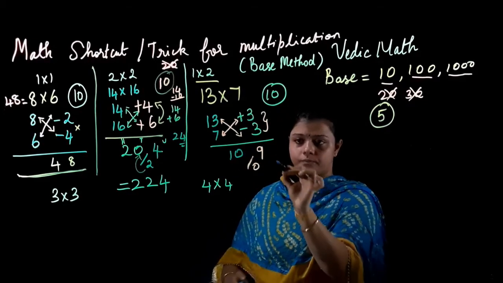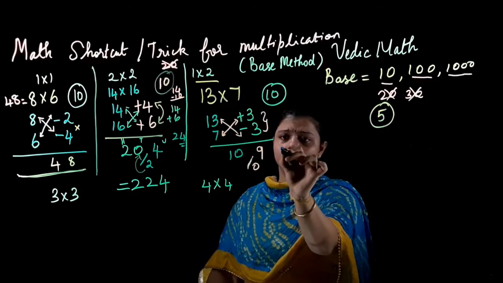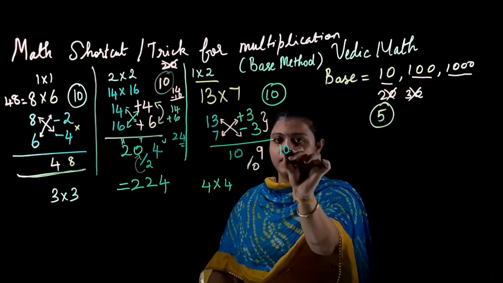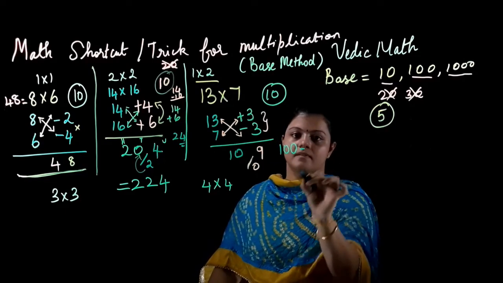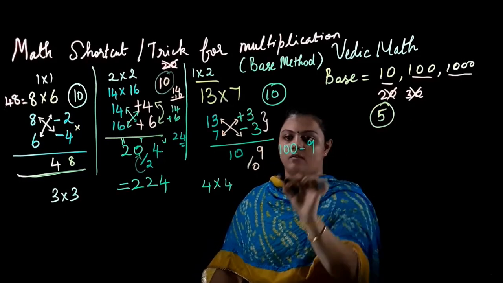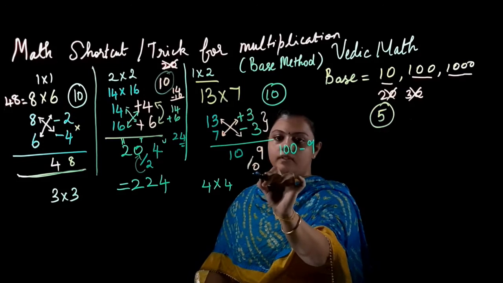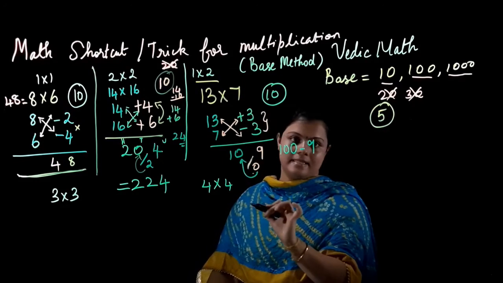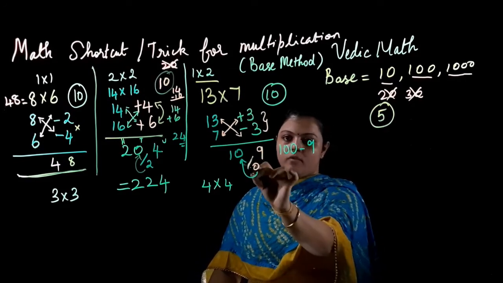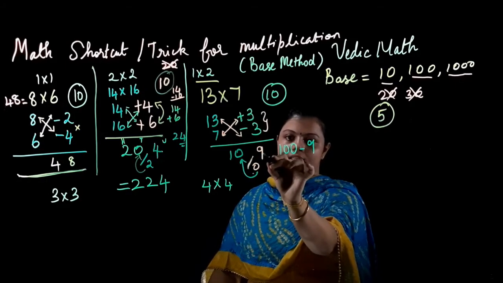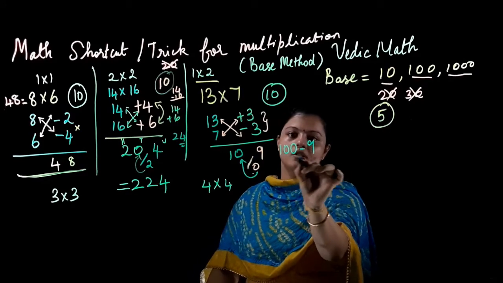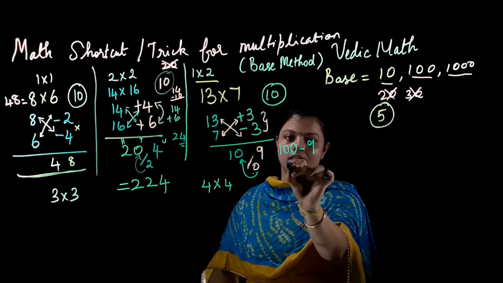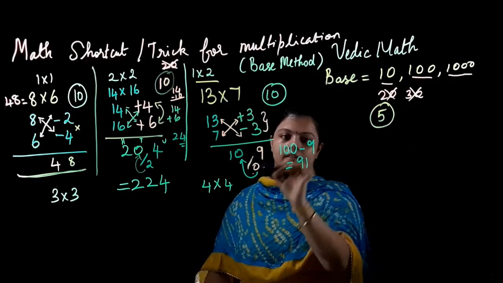So now the answer should be 1 0 0 minus 9. Why? Because I have to move this 0 to the tens place, right? Because I am moving it, the ones place here is only 9, and you can also have it as 0 9. So it is 100 minus 9, which is 91.